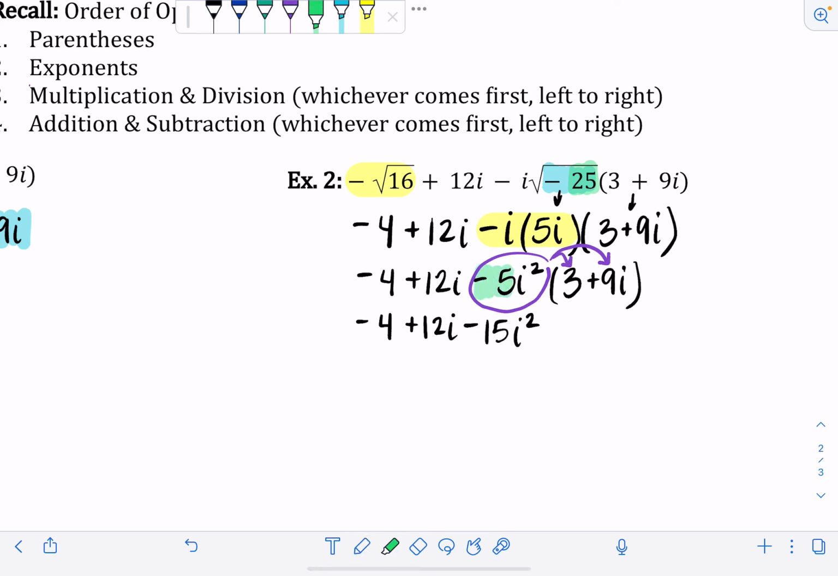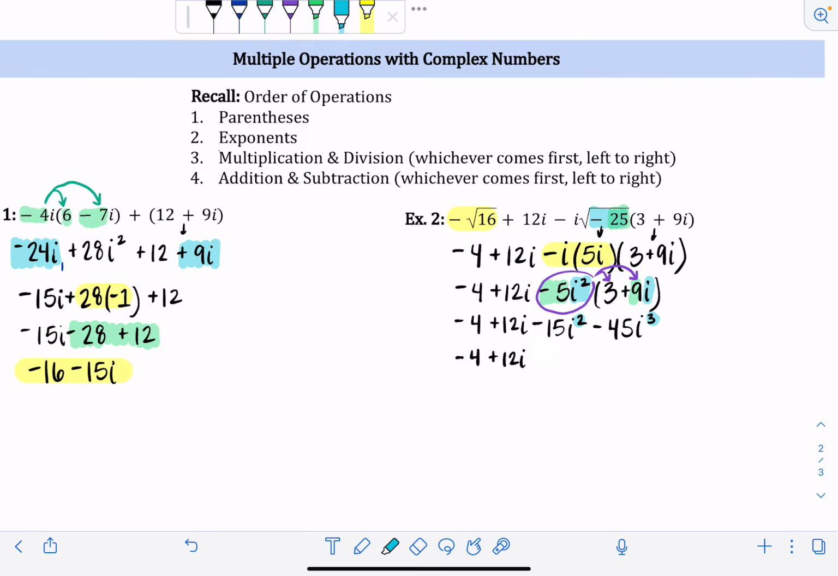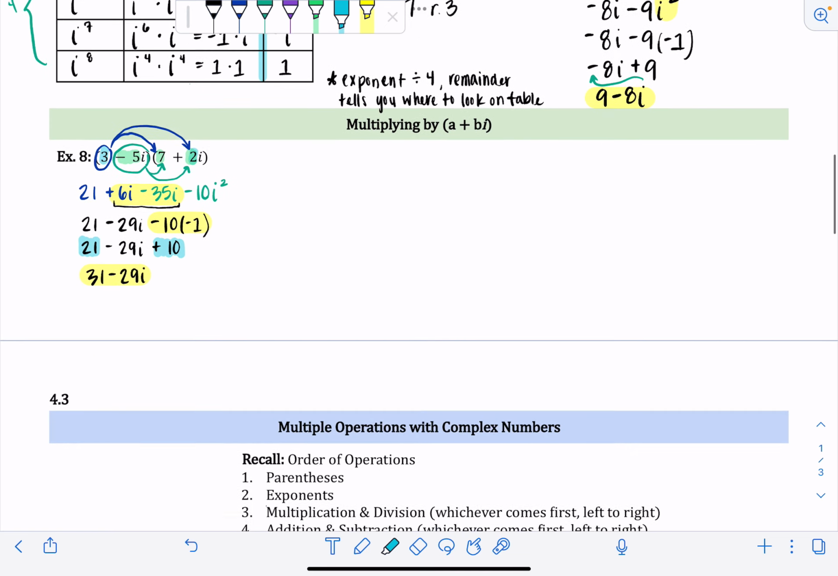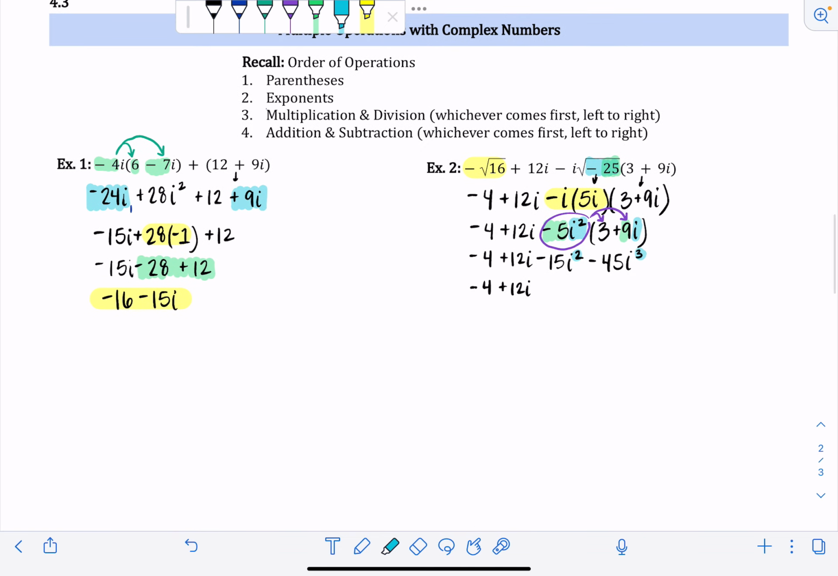So I would do negative 5 times 9, which is negative 45. And then I would have to do i squared times i, which becomes i to the third power. And then now we have a bunch of exponents over the i, so we can go ahead and simplify them using that table. So I'm going to just keep copying down the negative 4 and the 12i. And then now we have to get rid of these exponents using our table from up above. I don't think there's a way for me to fit it all on the same page, but hopefully you can see it together on your notes.